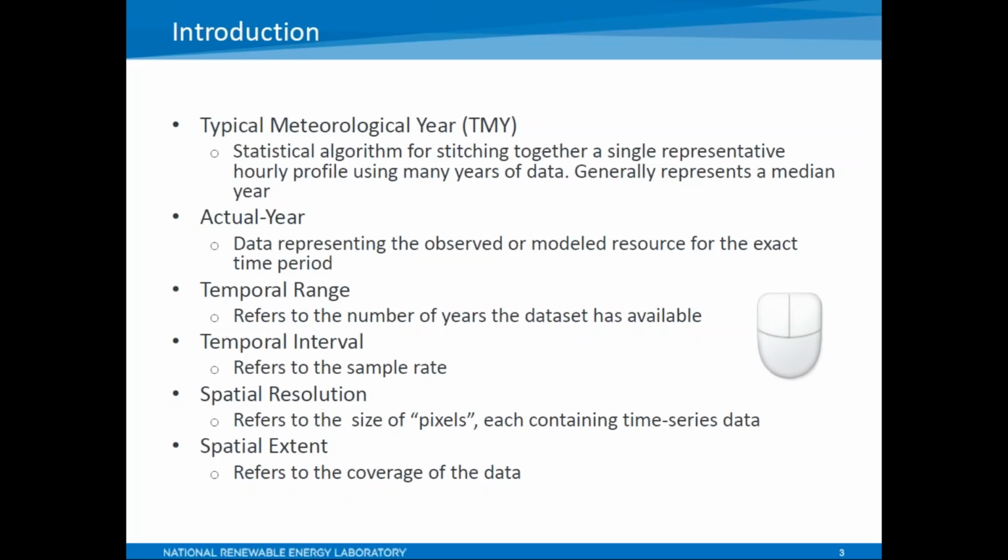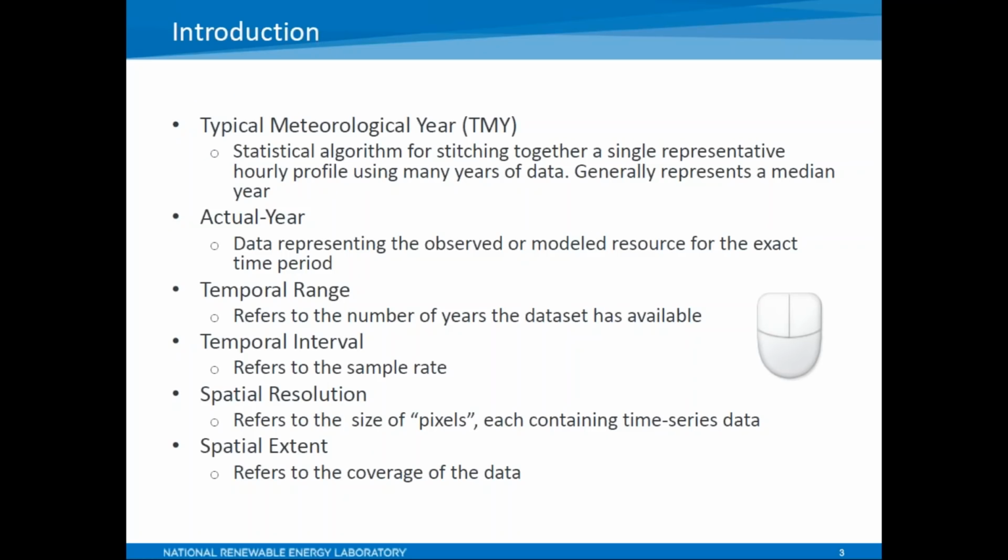For example, 1998 to 2015. Temporal interval refers to the sample rate. As Nate had mentioned earlier, annual average, hourly, half hourly, 15-minute, 5-minute data. You have spatial resolution. This refers to the size of the pixels, each containing time series data. If you have a nominal 4-kilometer grid, for each 4 kilometers you'll have a pixel, and that pixel will have a time series. And then spatial extent simply refers to the coverage of the data, or the geography which that data covers.